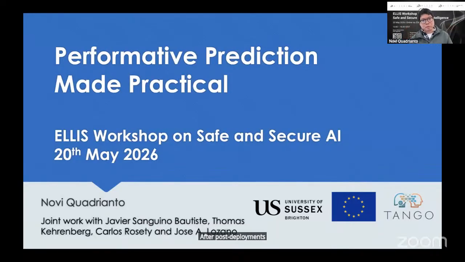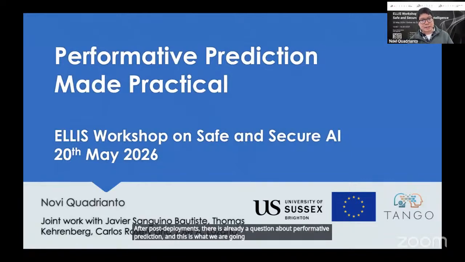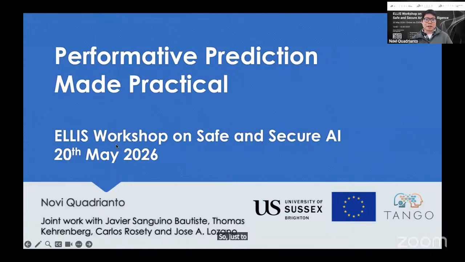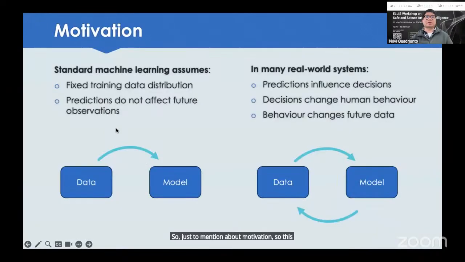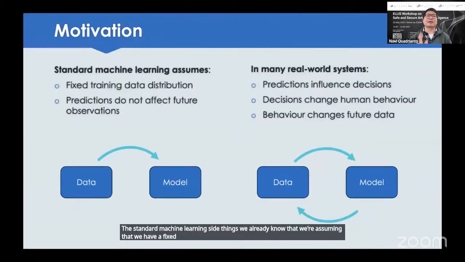There is already a question about performative prediction, and this is what we are going to explore further. This is joint work with Javier, Thomas, Carlos, and Jose as part of our Tango project that is funded by EU Horizon Europe. So just to mention the motivation: this is the standard machine learning setting. We already know that we're assuming that we have a fixed training data distribution. That's it, static. Predictions do not affect future observations.